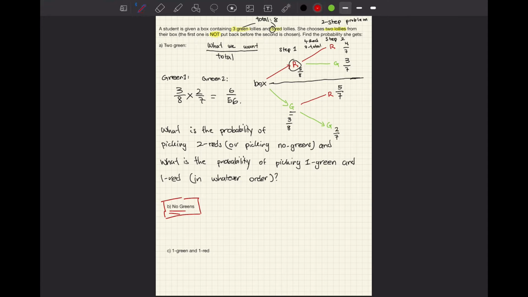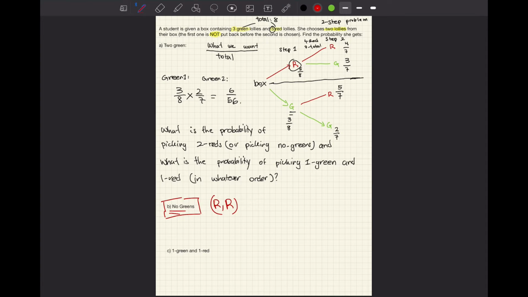Why is this? Well, getting two reds, if we pick two lollies, means we don't pick any greens at all. And so this branch here of two reds is the only one of all of these branches that doesn't have any greens in it. And so this red branch here is the same as writing no greens.